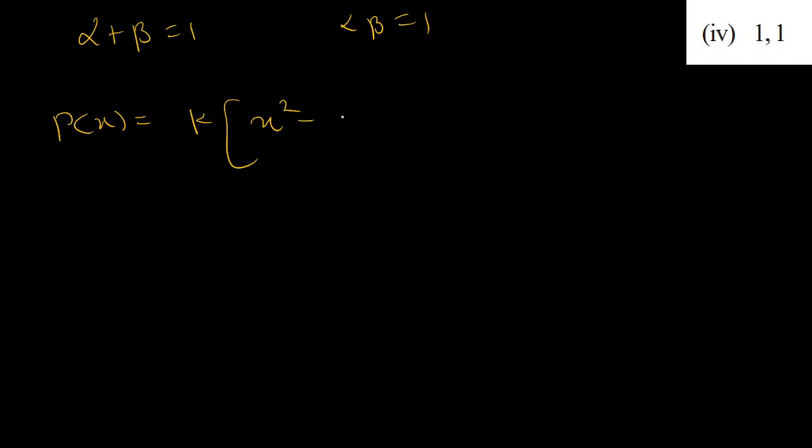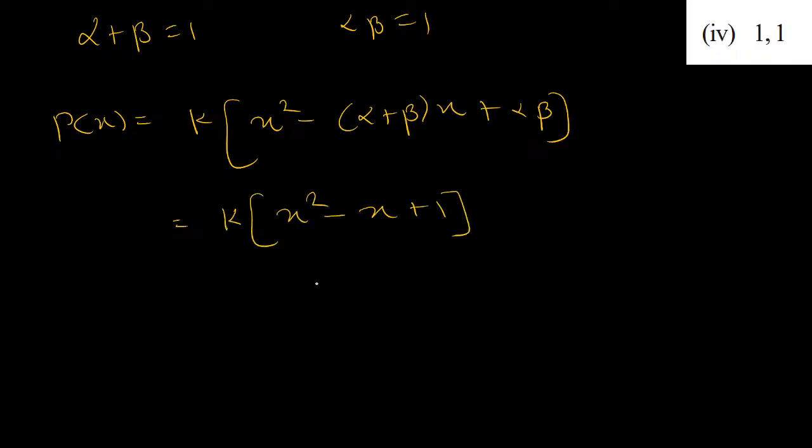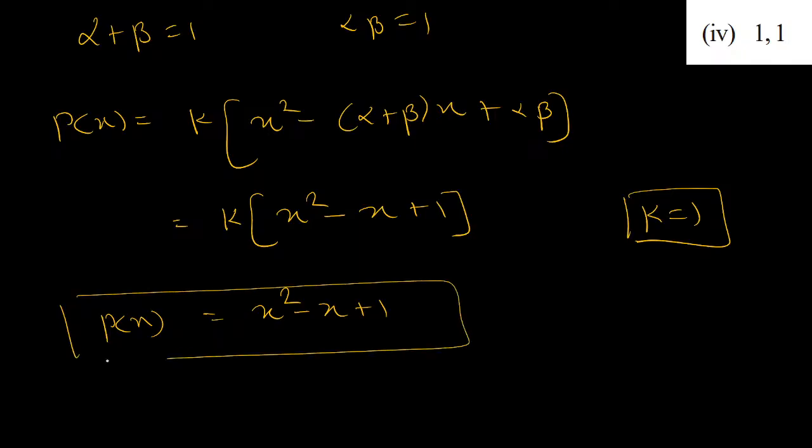Next question. Again alpha plus beta is equal to 1 and alpha beta is equal to 1. So we'll write down the form k times x square minus (alpha plus beta) x plus alpha beta, which is k times x square minus x plus 1. Here we take k as 1, so x square minus x plus 1 is the required polynomial.